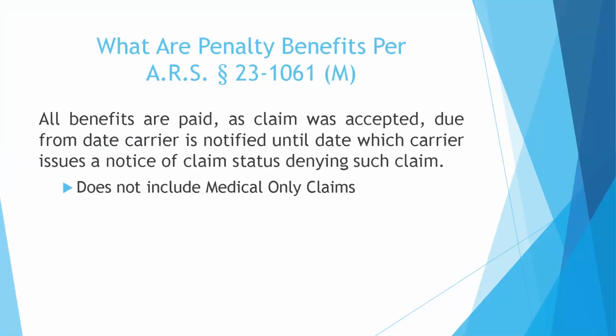23-1061M. What are penalty benefits per ARS 23-1061M? All benefits are paid as if the claim was accepted. It's due from the date the carrier is notified until the date which the carrier issues a Notice of Claim Status denying the claim. This statute does not apply to medical-only claims.